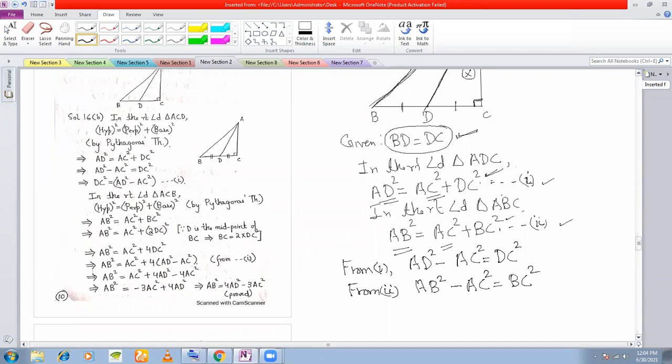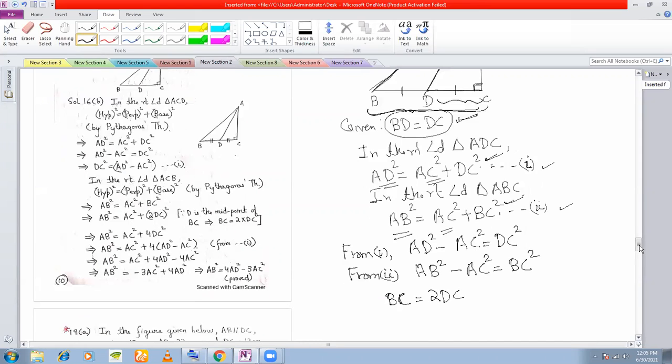Now we want to remove DC and BC, right? Now what is the relation between BC and DC? See, this D is the midpoint and BD is equal to DC. That means this entire length BC here is twice of DC. BC is equal to twice of DC, right or wrong? Is this part clear? BC is equal to twice of DC. Yes, sir.